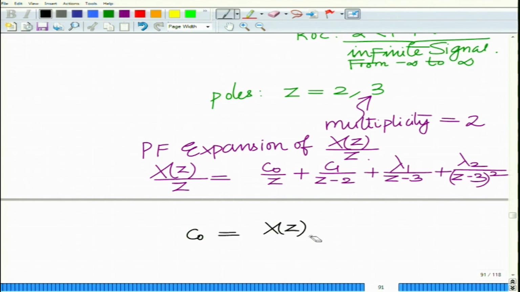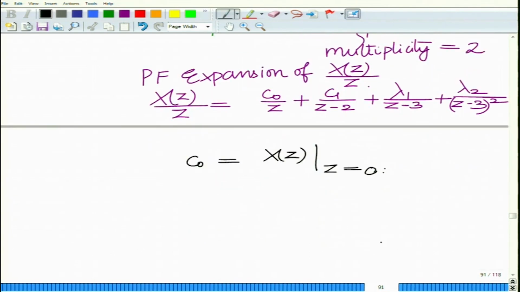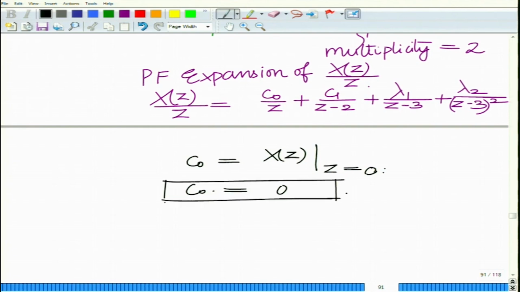Okay. Now, coming to C0. C0 is X(z) evaluated at z equal to 0, and this is easy. C0 is 0. So, the coefficient corresponding to 1 by z, the coefficient C0 in the partial fraction expansion of X(z) by z, is 0. Let us look at C1.